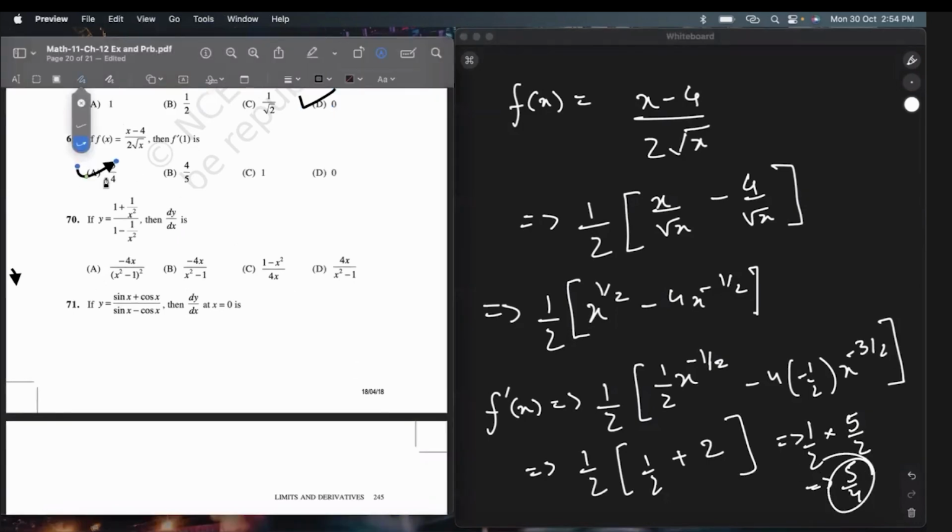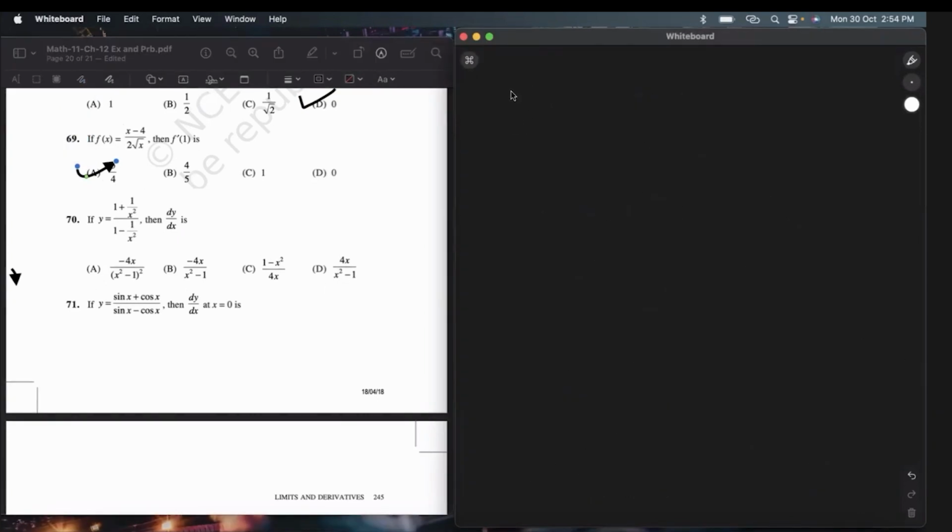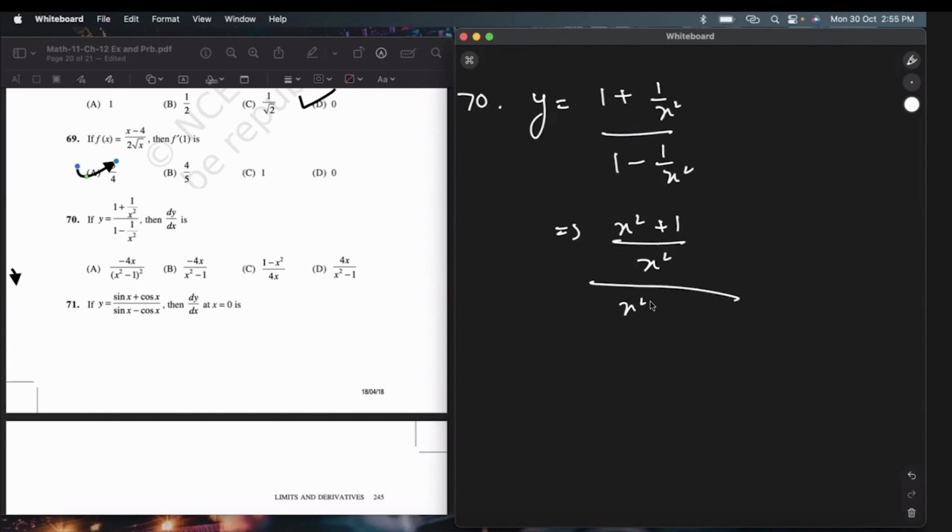All right. Now, moving on to the next question. Question number 70. Right? So in question number 70, it has been given to me that y is equal to 1 plus 1 upon x square and 1 minus 1 upon x square, then simply we have to find the dy by dx for the whole term. Alright, so what we can do is simply take the LCM of x square plus 1 divided by x square and x square minus 1 divided by x square. So I have a value of this.